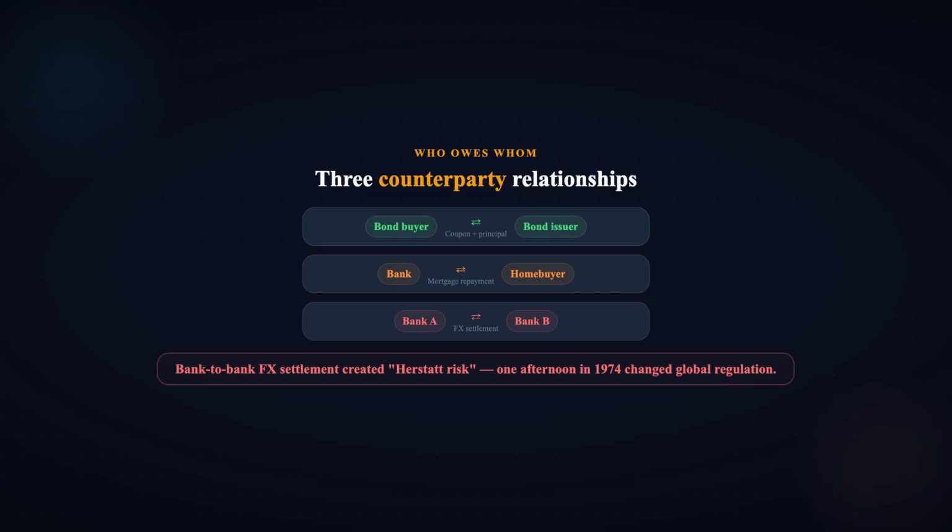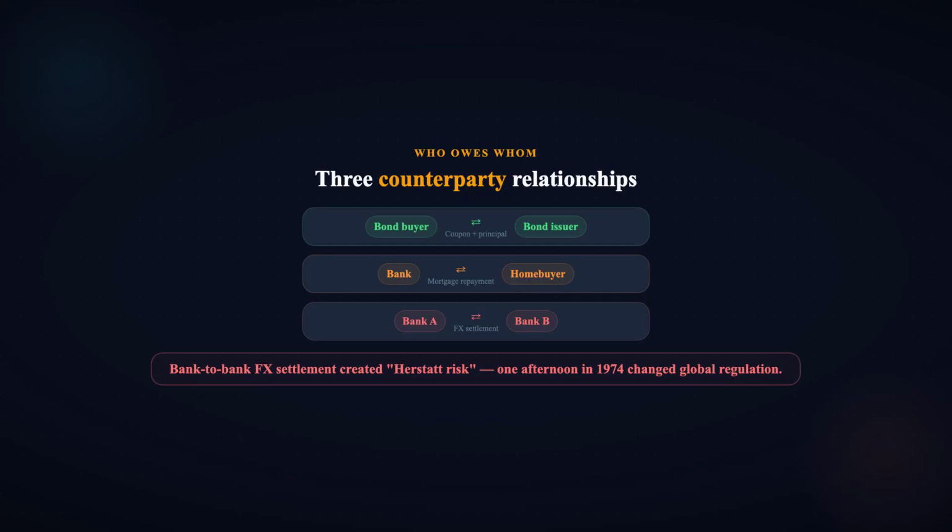When two banks trade in the foreign exchange market, each bank is the other's counterparty. If one fails mid-settlement, the other absorbs the loss. This last example is exactly what happened with Bankhaus Herstatt in 1974. We will tell that full story in Lesson 5.